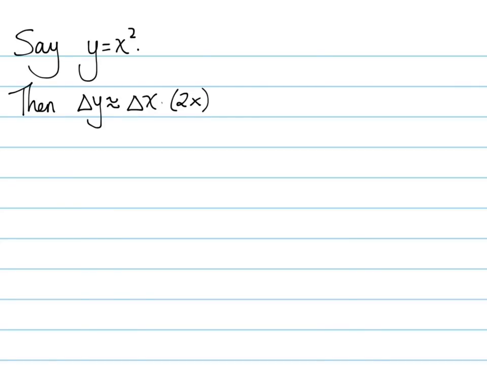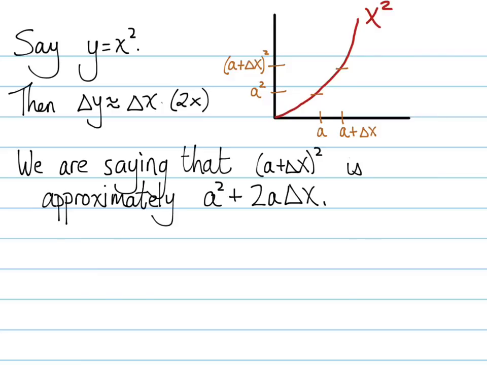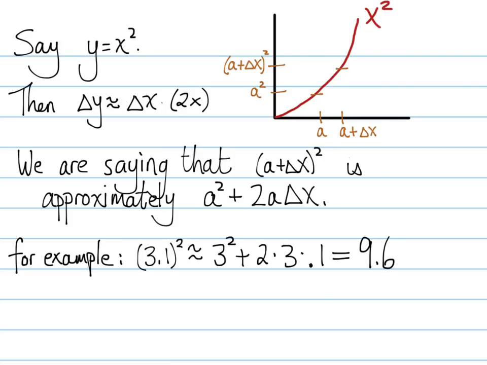Now, suppose we took y equals x squared, then delta y would be approximately delta x times 2x. And if you look at your graph here, we can see when we go from a to a plus delta x, we should go from a squared to a plus delta x squared. But instead of going to a plus delta x squared, we can just go to a squared plus 2a delta x.